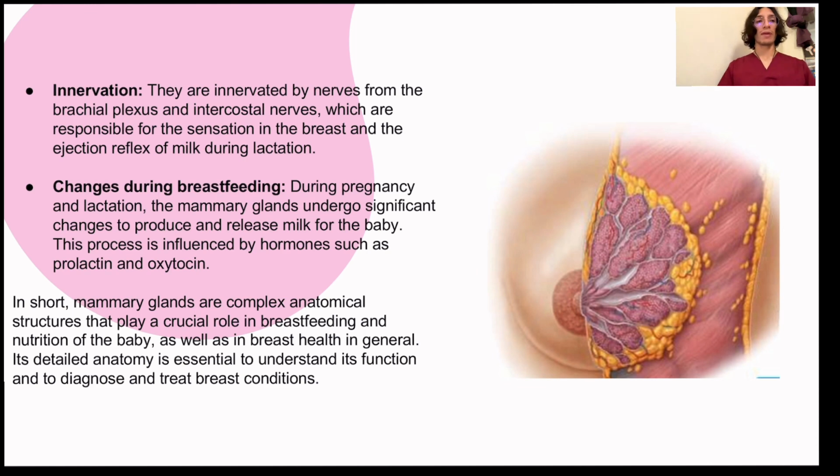Changes during breastfeeding. During pregnancy and lactation, the mammary glands undergo significant changes to produce and release milk for the baby. This process is influenced by hormones such as prolactin and oxytocin. In short, mammary glands are complex anatomical structures that play a crucial role in breastfeeding and nutrition of the baby, as well as in breast health in general. Its detailed anatomy is essential to understand its function and to diagnose and treat breast conditions.